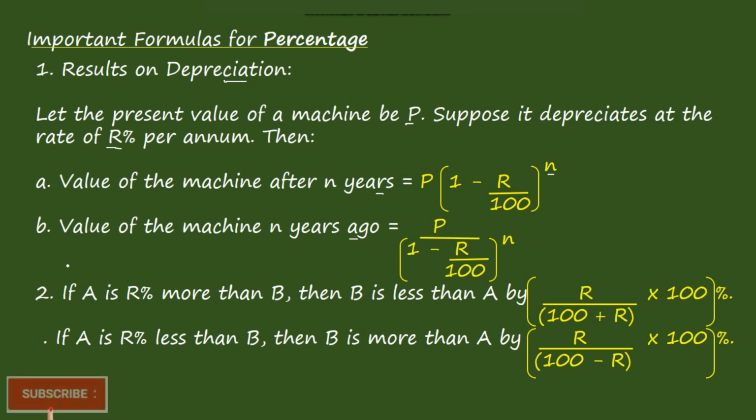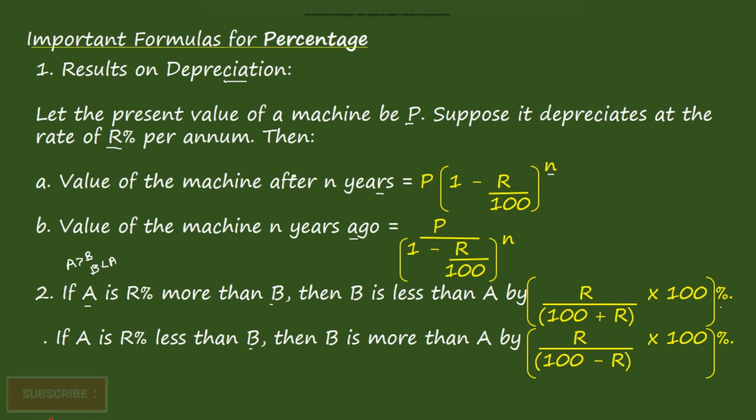The second one is: if A is some percentage greater than B, then B is less than A by what percentage? We'll be using this particular formula. If A is R% more than B, then B is less than A by R by (100 plus R) into 100%. Similarly, if A is R% less than B, then B is more than A by R by (100 minus R) into 100%. For such type of question we'll be using this formula.